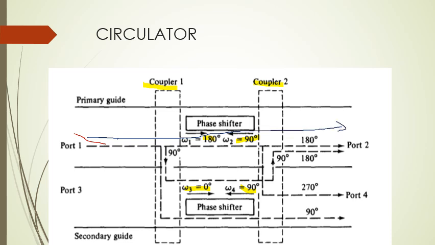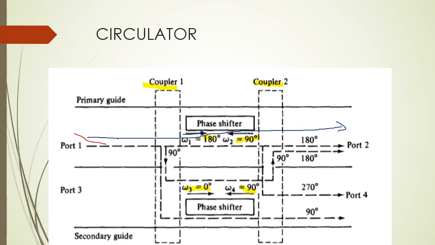When it is moving in the upper side through the primary guide, you can see what happens is that it is not going through the coupler. It is not traveling towards the coupler downside movement. So the 90 degrees phase shift is not given to this propagating wave. As a result, a 180 degrees phase shift will be introduced by the phase shifter because the direction of the arrow is in this way. I hope you agree with it. So by the time the wave enters port 2, already 180 degrees phase shift will be there as it is passing through the primary waveguide.